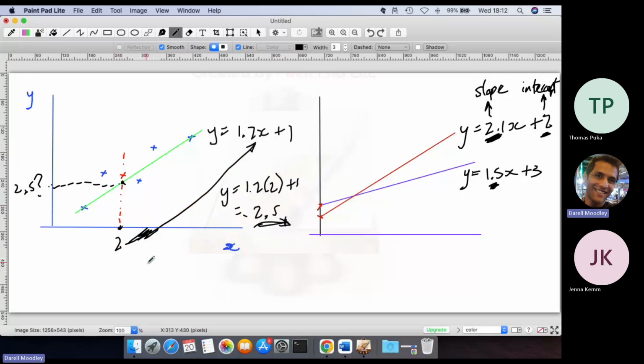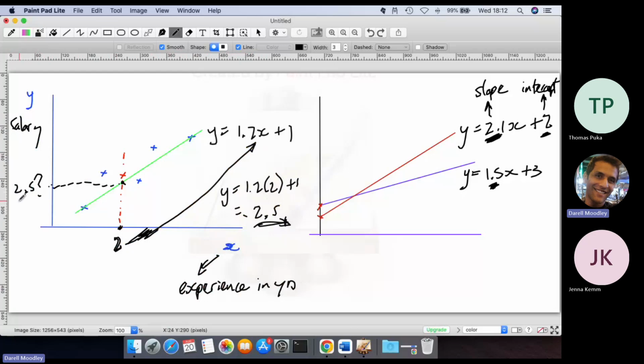So in the real world, if this x was, suppose, how much experience you have, let's say in years, okay? And this was your salary, your y was your salary. Then what we're trying to guess is, what can we expect to pay someone who has 2 years of experience? And that value there is 2.5.